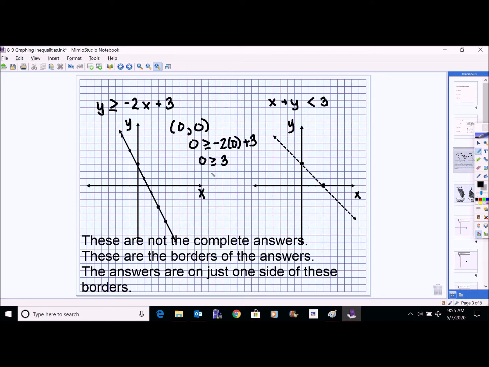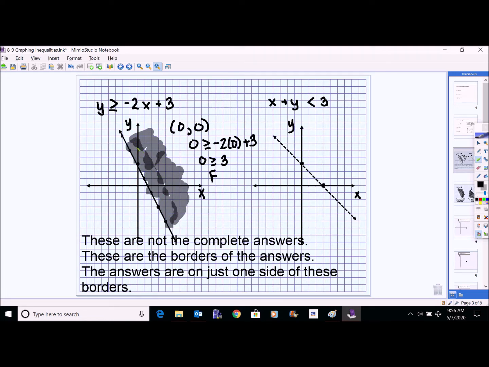Now we find out that 0 is greater than or equal to 3. Well, that's false. Since it's false, it means that, since one answer isn't over here, none of the answers are over here. All the answers are on the right-hand side rather than the left-hand side. So what you do is you take your pencil or whatever you have and you shade in the side of the graph where the answers live.